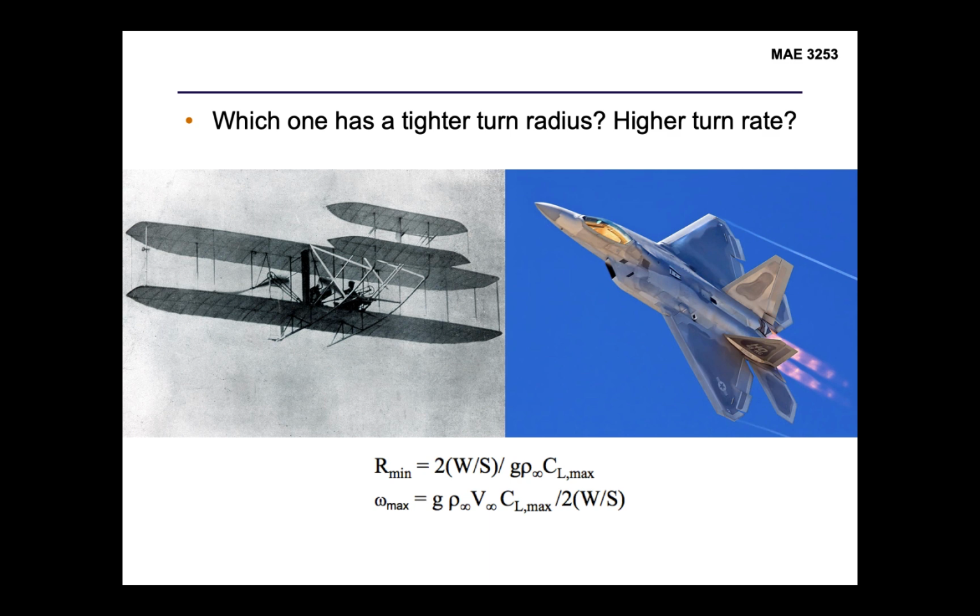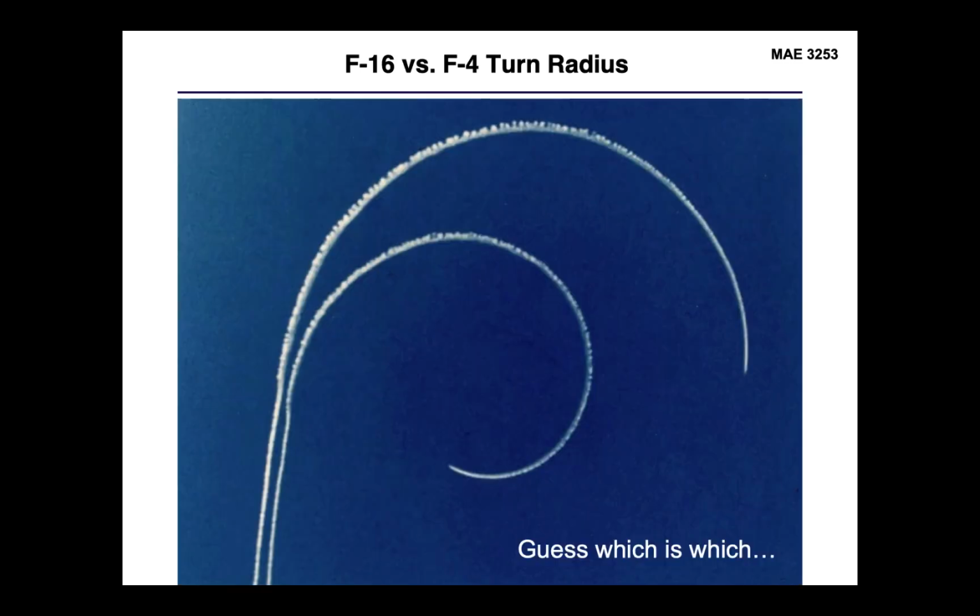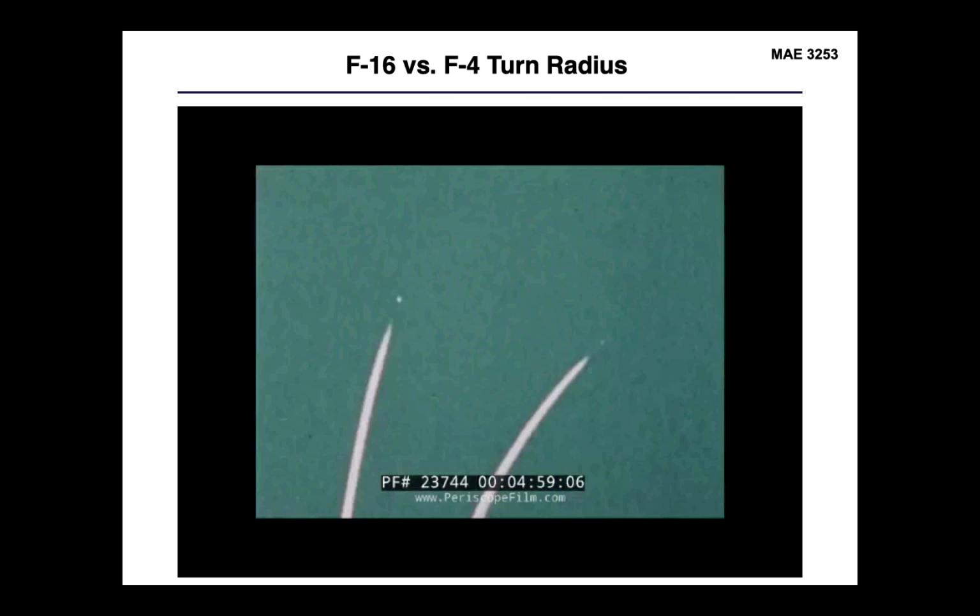Now, when you look at the overall turn rate, however, velocity comes back into play. And so even though the Wright Flyer can make much tighter turns due to its very, very low wing loading, the F-22, with its much, much higher velocity, is still going to be able to turn very, very fast. It's just going to have a much, much larger radius that it's turning around. So here's an example looking at the F-16 versus the F-4. You can compare both the wing loading on the aircraft as well as the overall control capabilities and determine which one of those is which.